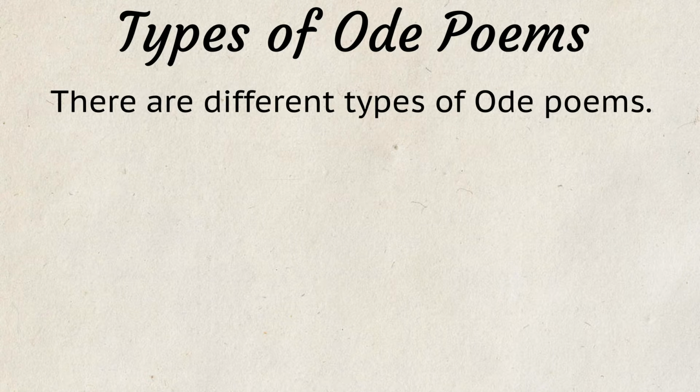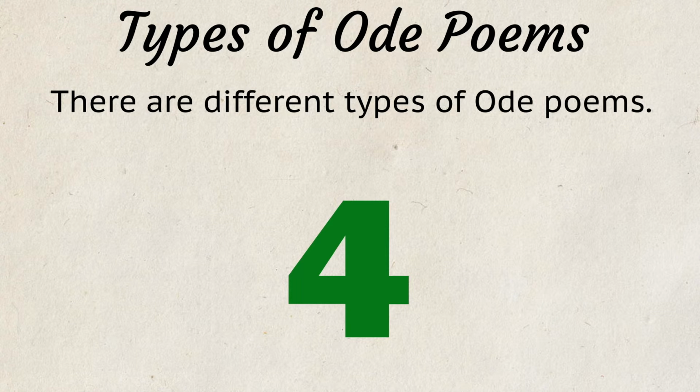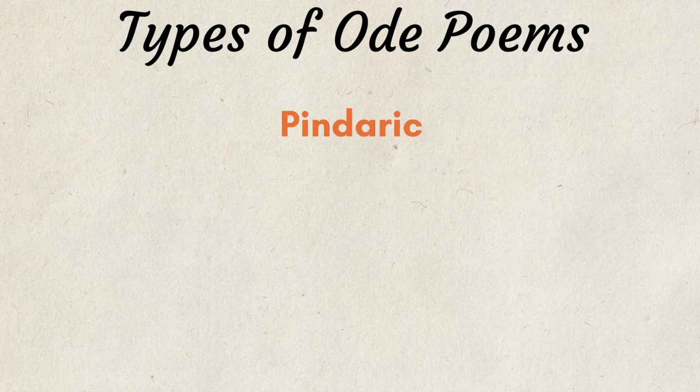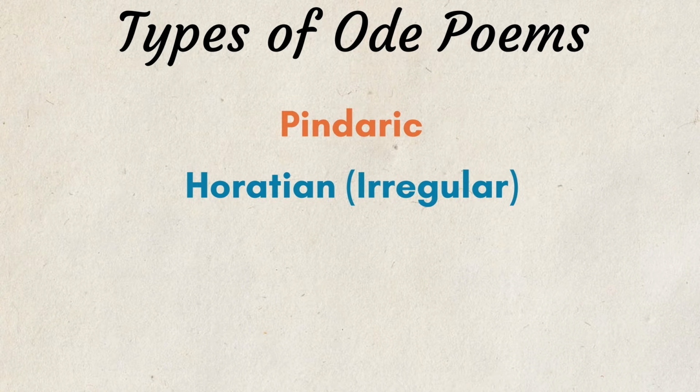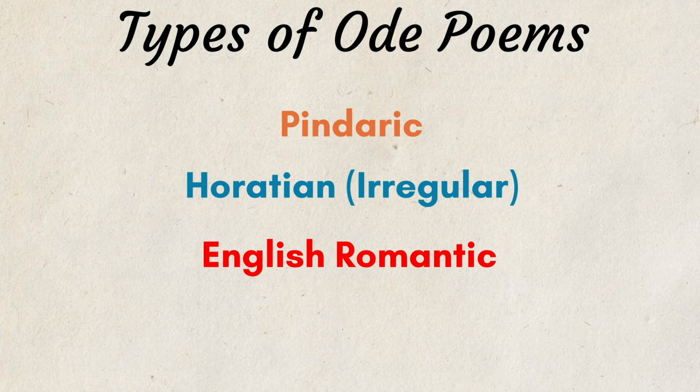There are different types of ode poems. Here are 4 types of ode poems. They are Pindaric, Horatian or irregular, English romantic, and Sapphic.